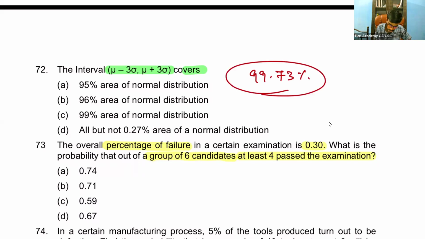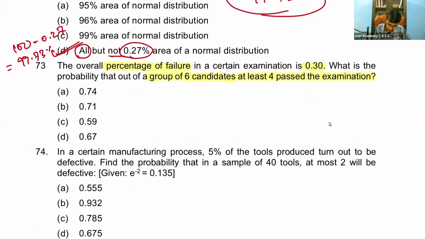Is there any option? No. What we will do? We'll go with option D. Why? All. All means 100. But 0.275 of a normal distribution will not cover. Then finally you will get 99.73%. So option D is your answer.